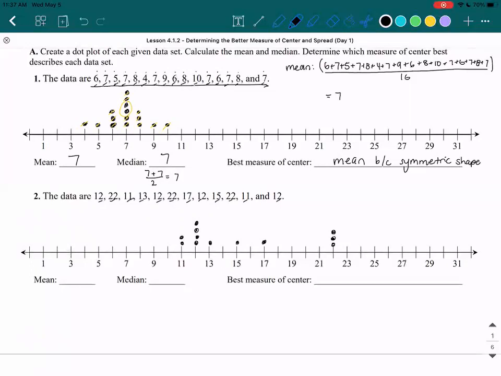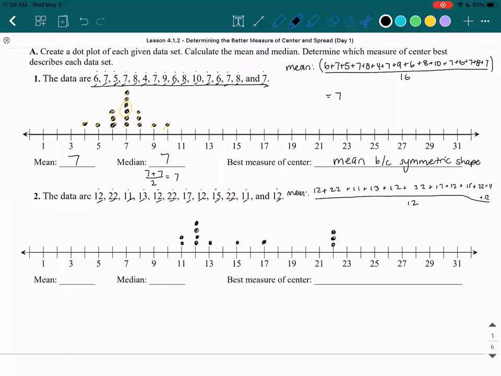So let's calculate our mean. So remember, to calculate the mean, you want to add up all those numbers. So starting with the 12 plus 22 plus 11 plus 13 plus 12. That looks like a 72. Plus 12 plus 22 plus 17 plus 12 plus 15 plus 22 plus 11 plus 12. So all of that divided by how many numbers are there? There's 1, 2, 3, 4, 5, 6, 7, 8, 9, 10, 11, 12 numbers. So I'm going to add it up, divide by 12.